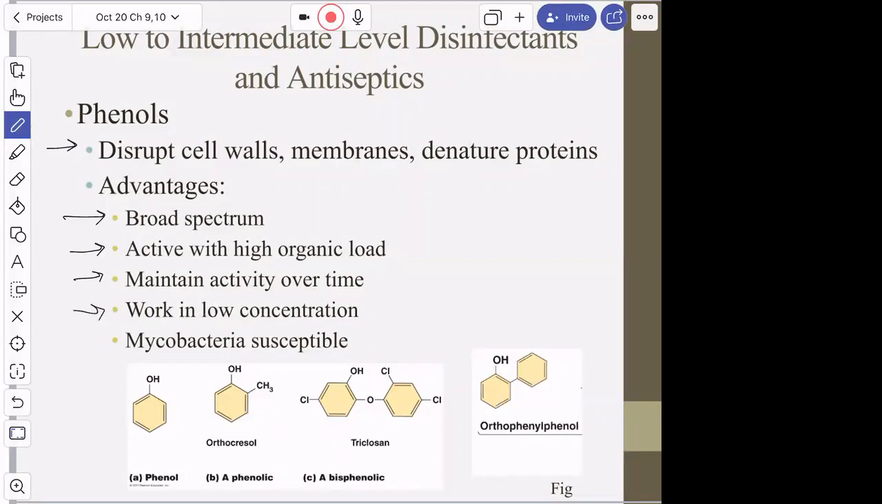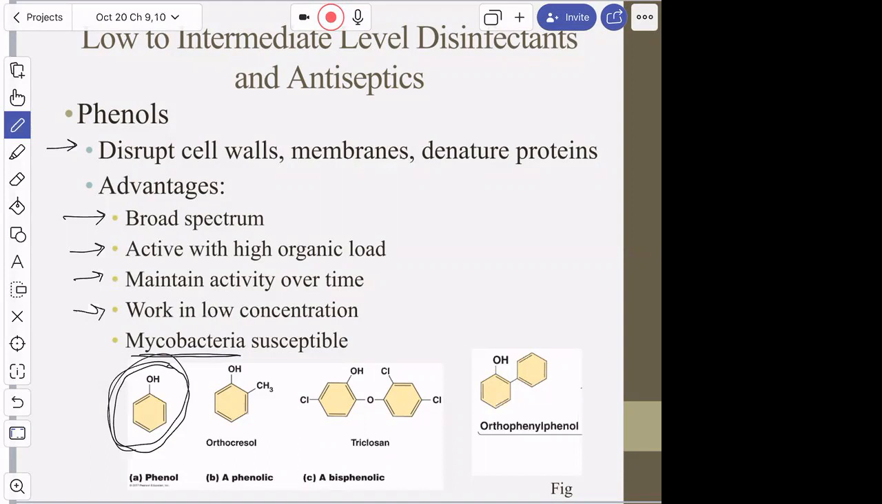We can use them in low concentration. Another nice thing is that mycobacteria are susceptible. Phenol penetrates really well through that acid fast, that waxy cell wall. So that's another advantage. So this is just straight phenol. This is just what a phenol would look like.